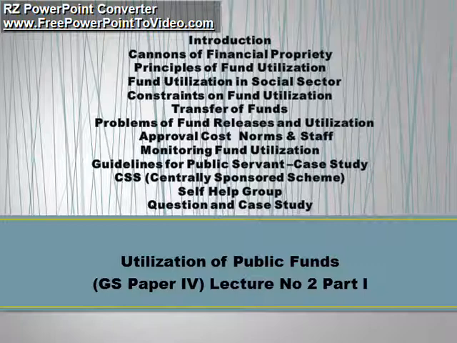Then we move to another topic, constraints on fund utilization. There are three categories. First, central sector schemes, formulated, funded and implemented by the center. Second is centrally sponsored schemes designed by center in consultation with the states.